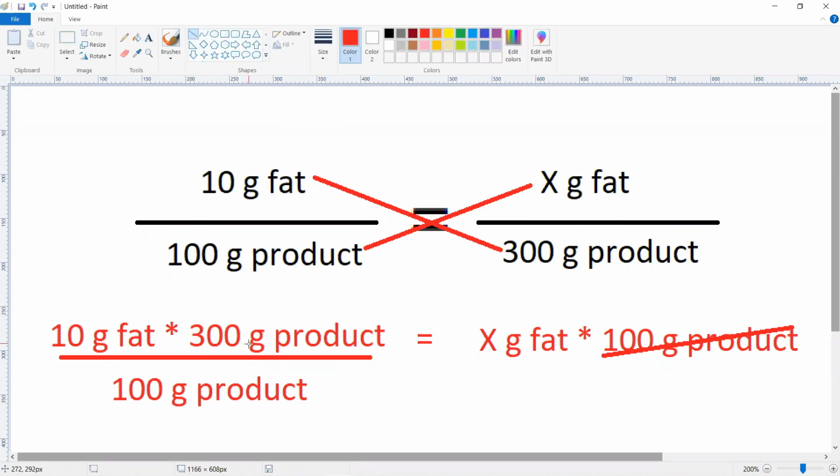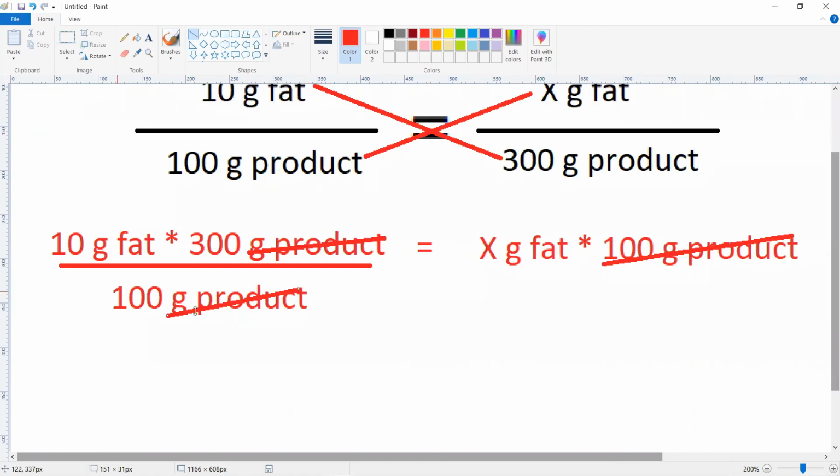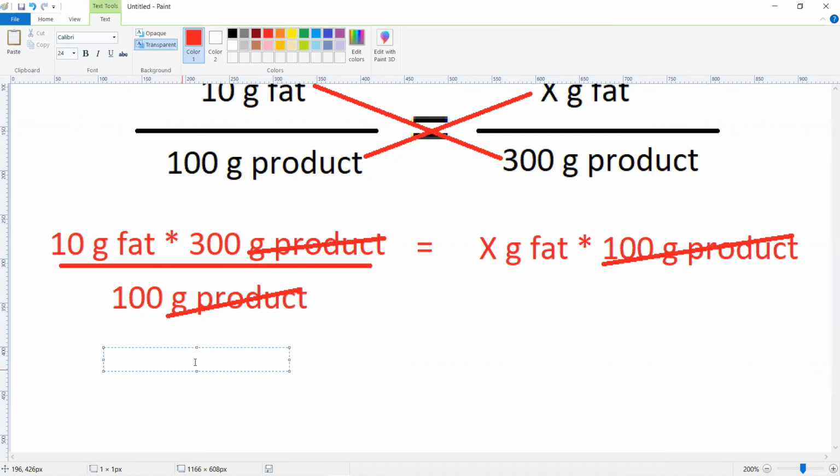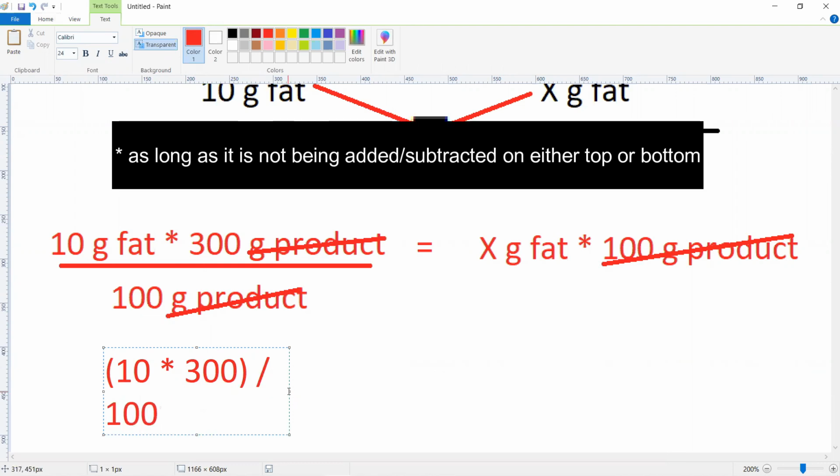Okay, so after this is what you should end up with. 10 times 300 divided by 100 is equal to x. And then the grams products, those eliminate each other. So for both numbers and units, if they're identical on the numerator and denominator, so the top and the bottom of the fraction, you can cross those out. That's what I'm doing there.